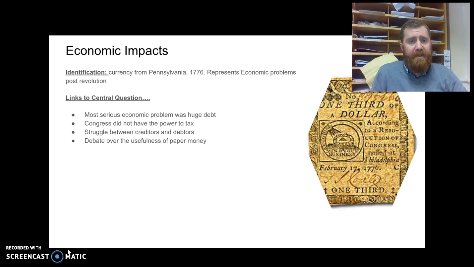Debtors and creditors also disagreed over the usefulness of paper money. Debtors wanted to increase the supply of money to lessen its value and enable them to pay off their debts with cheap currency. If you think about the more paper currency that's out there, the more money that's available in the market, the more people will be able to have of it. More people will be able to have more money.